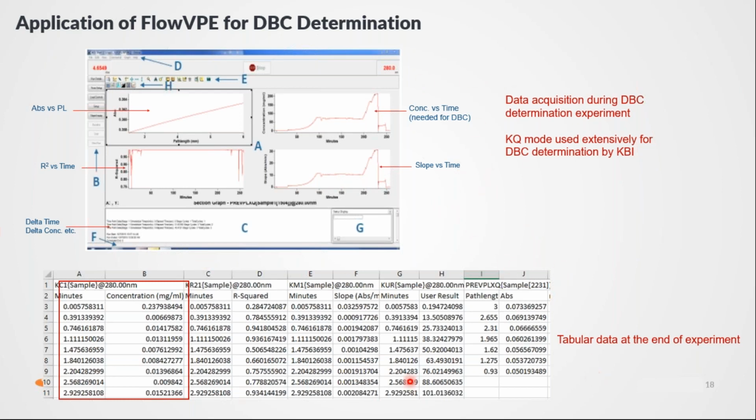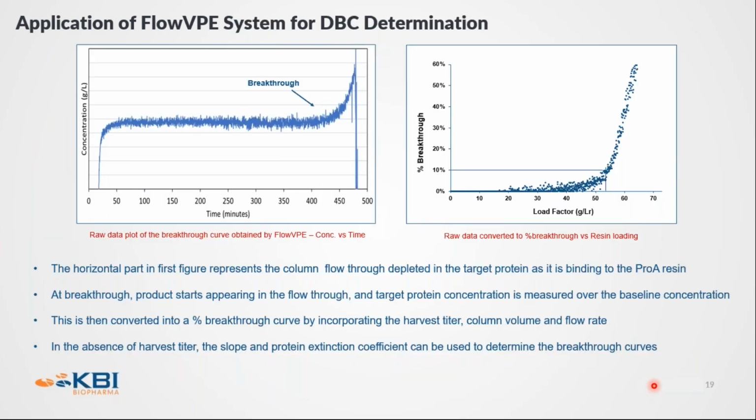And when we end the run, we get the data in a tabular form. And we use the minutes versus concentration data to plot our breakthrough curve, which I'm showing in the next slide. So here, this is the data which we acquired real time using the FlowVPE. On the x-axis, you have your time. And since we knew the extinction coefficient of our target protein, that was also inputted into the software. As a result, we were directly able to get the concentration in real time.